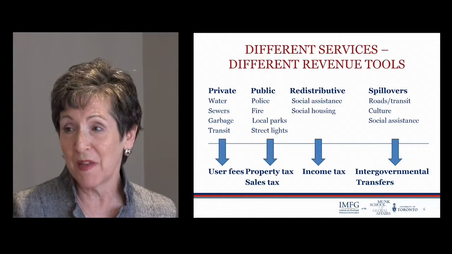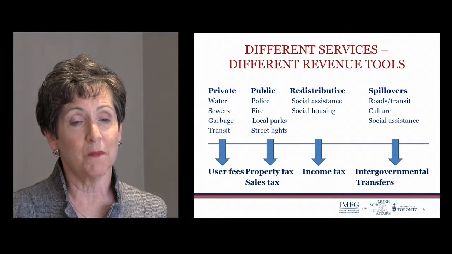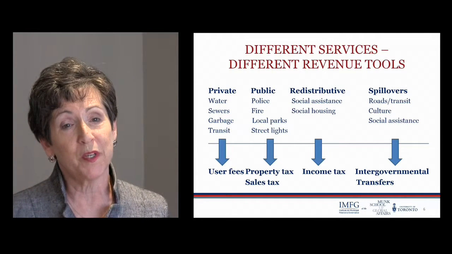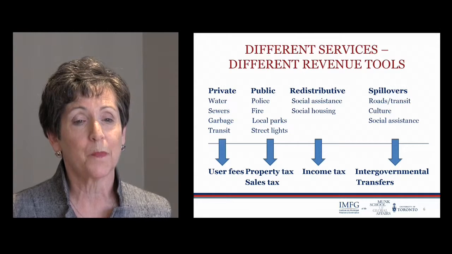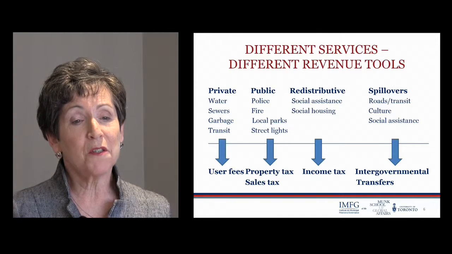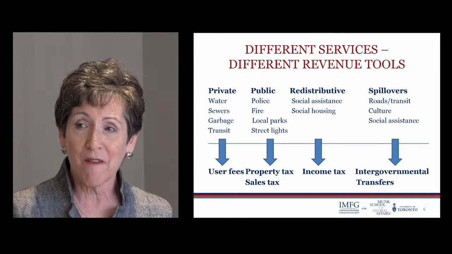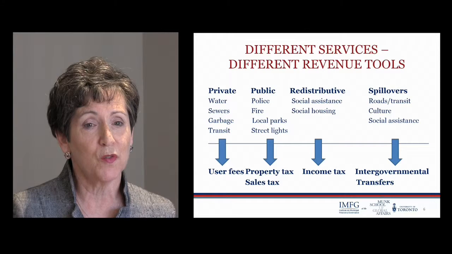And the way to do that is through intergovernmental transfers, where, for example, the state government might say, well, 30% of the benefits spill over your boundary, we'll pick up 30% of the costs, you pick up the remaining 70%. So again, there are different services that local governments provide, and the way we pay for them really depends on the characteristics of those services.